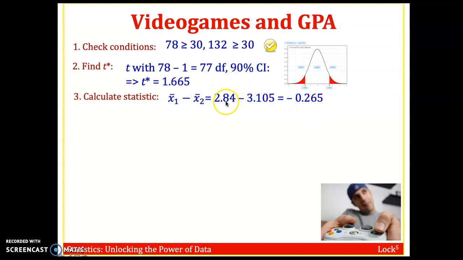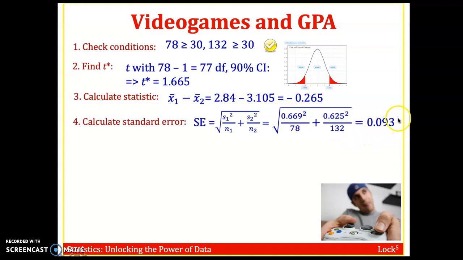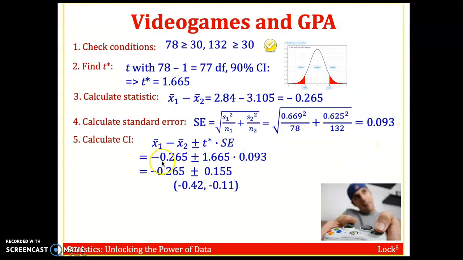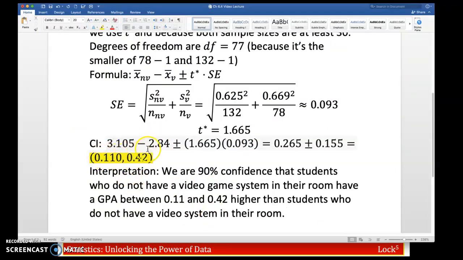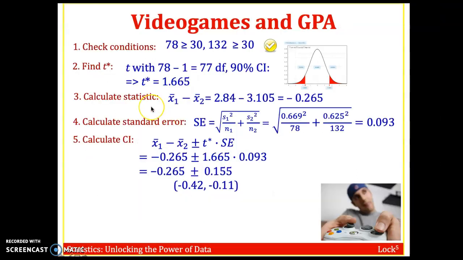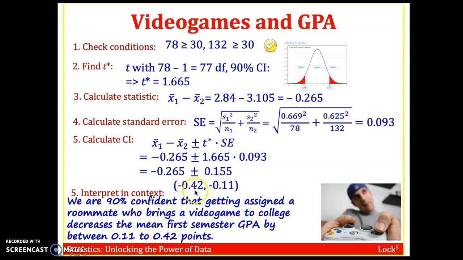Ooh, so on the slides, I did the reverse order. I did video games minus non-video games. Standard error, we calculate that to be 0.093. And confidence interval, notice here, because when I created these slides, I did the two groups the opposite, we ended up with negative 0.42 to negative 0.11. So that would be appropriate. If this were a quiz or exam question, I would accept both of these. The only thing different is how I switch the two groups. So both are appropriate. But the interpretation is going to be the same.